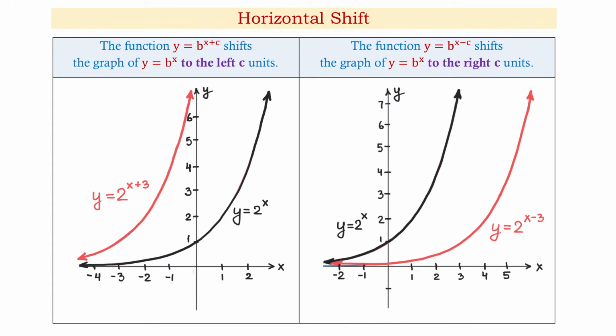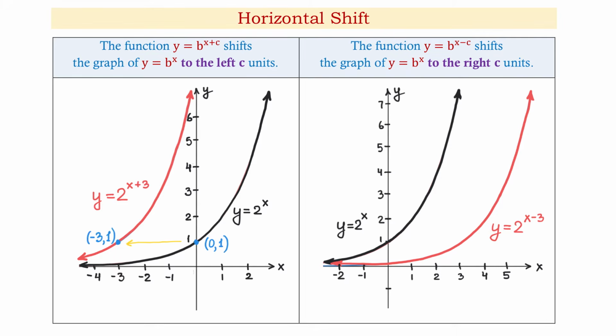The next transformation is the horizontal shift, and we get a horizontal shift when we add a positive number to x or we subtract a positive number from x. In this figure, we have the basic function y equals 2 to the x power, and the second graph is the graph of the function y equals 2 to the x plus 3. So, as you see here, 3 was added to x only and not to the entire function. Because of this, the whole graph now is shifted to the left 3 units.